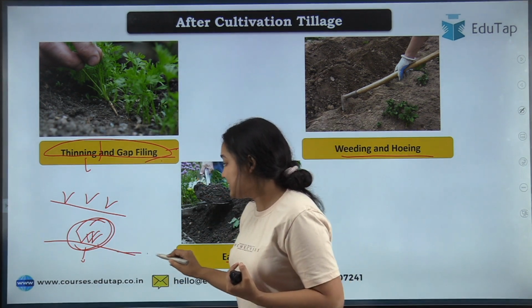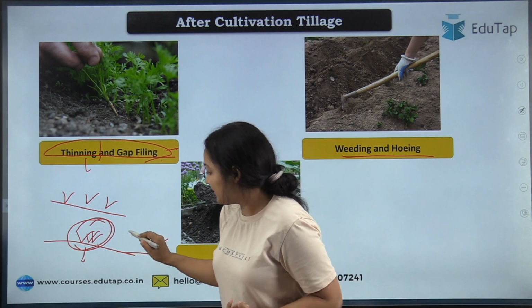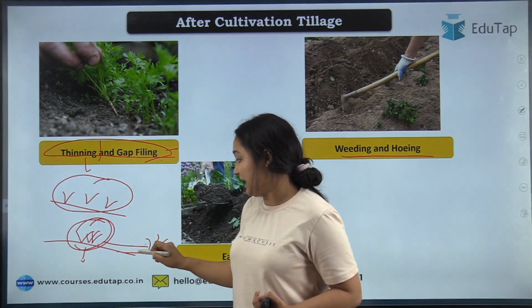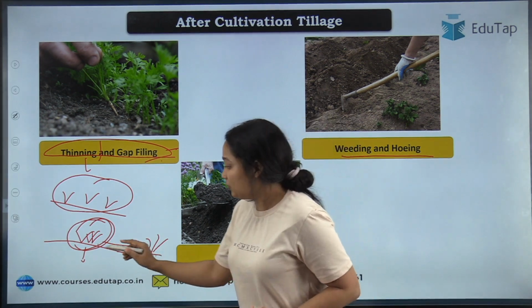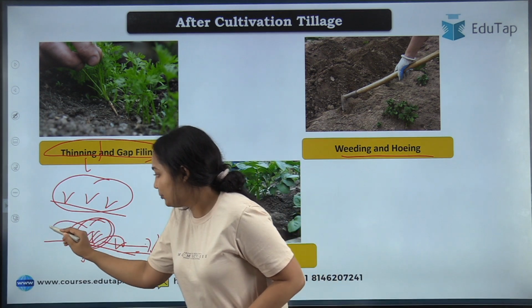So what we will do, see, here it is overcrowding. Suppose here it is one crop and there is a lot of distance between them. Your plants should be sown like this, but they have grown like this. So what you will do, you will uproot these plants and put them here. One you put there.